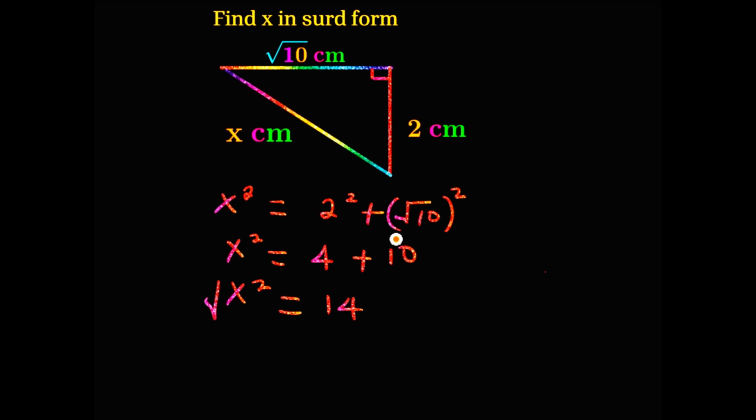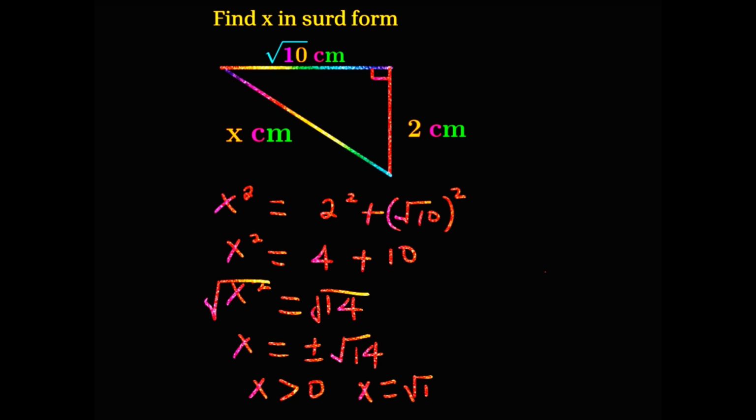So for us to get x, we just get the square root of both sides, so that x is equal to plus or minus root of 14. But because we're dealing with length, we are going to say that x must be greater than 0, to mean that we are only going to take the value of x in this case to be positive root of 14 centimeters.